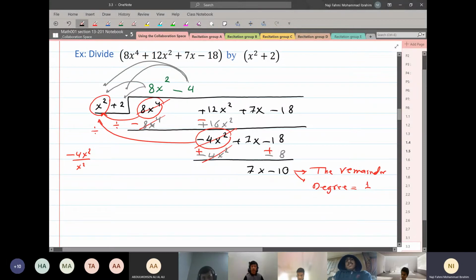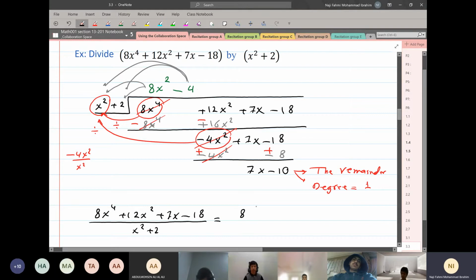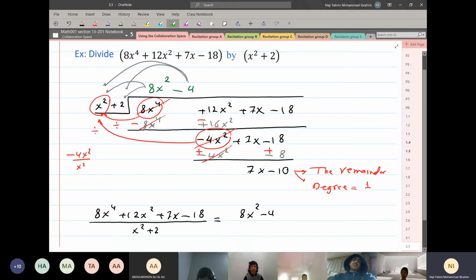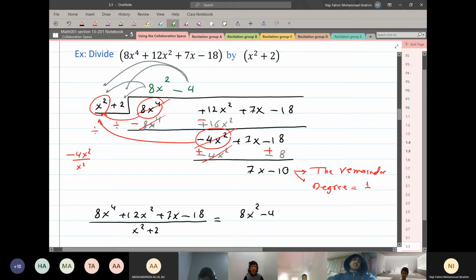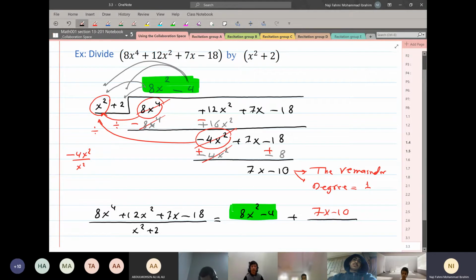So the last thing we should write is the final answer now. We will say 8x to the power 4 plus 12x squared plus 7x minus 18, divided by x squared plus 2, equals what? 8x squared minus 4. This one we call the quotient. Plus what? 7x minus 10, divided by x squared plus 2.